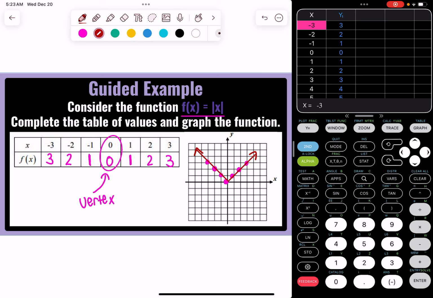Once you add numbers to it, it will shift the v around, maybe make it go upside down. It could do things like that. But for right now, that is what the parent, the basic, the no number absolute value function looks like.